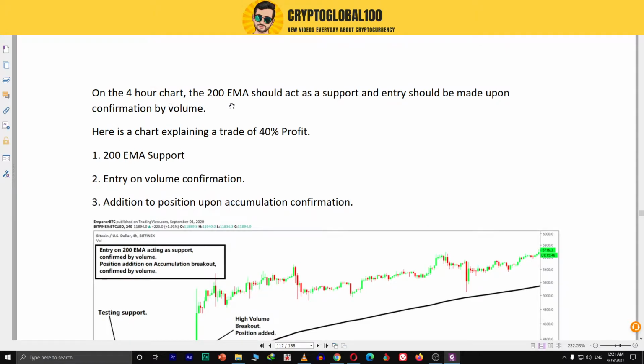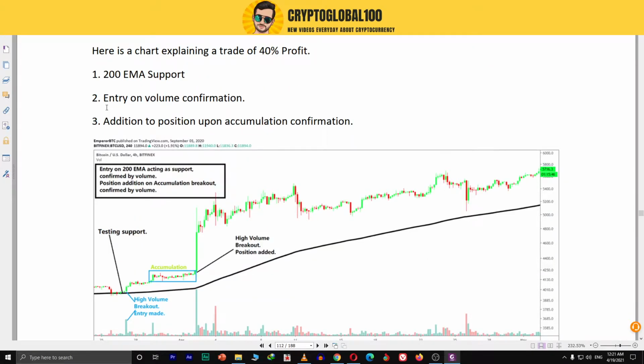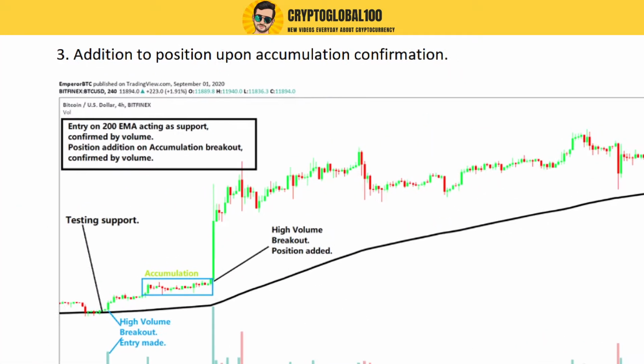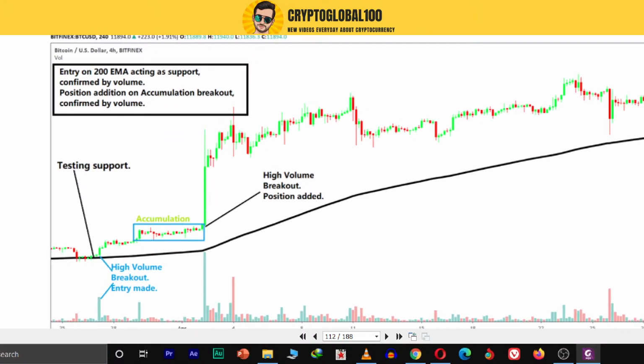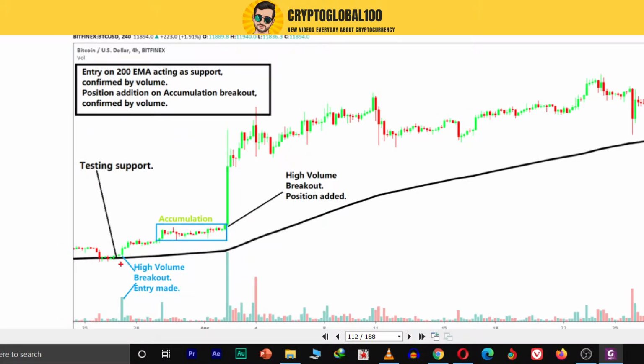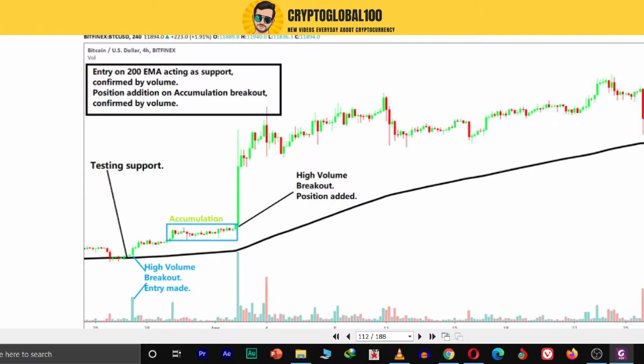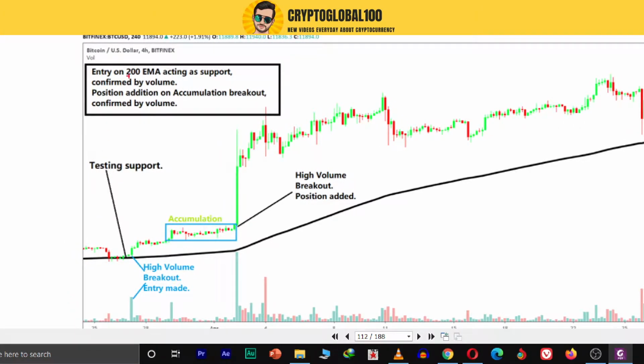On the 4 hour chart, the EMA should act as support, and entry should be made upon confirmation by volumes. Here is the chart explaining a trade: 200 EMA support, entry on volume confirmation, addition to position upon accumulation confirmation. If we look at this level, entry on the 200 EMA acting as support, confirmed by volume, position added.